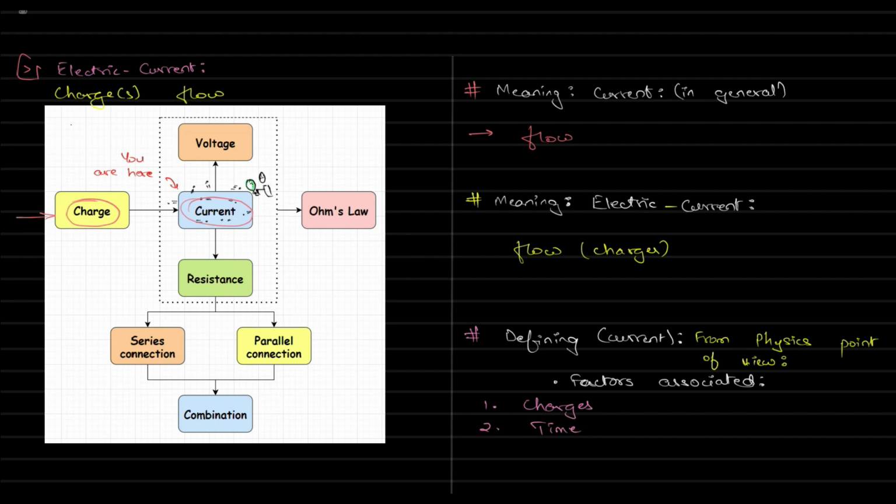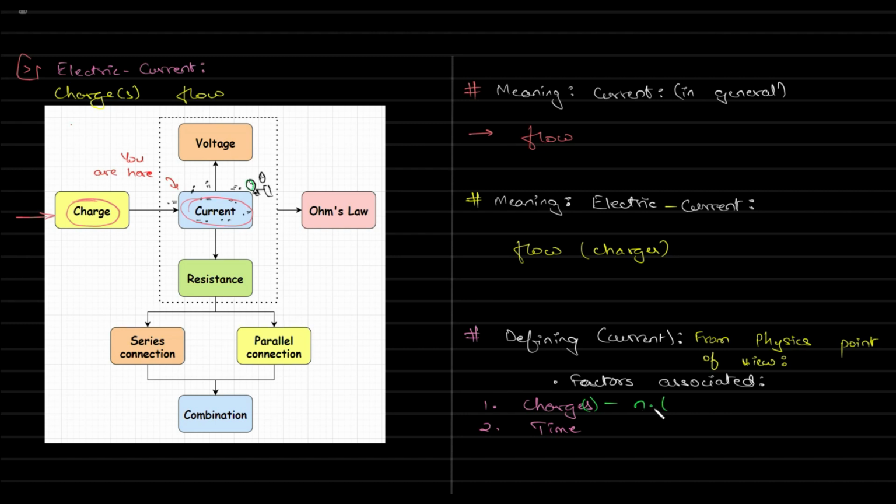Okay, so these are the main 2 factors for current, that is charges and time. It can be a single charge or n number of charges, and most of the time, 99% of the time when we talk of electrical current, it has to do with flow of electrons.